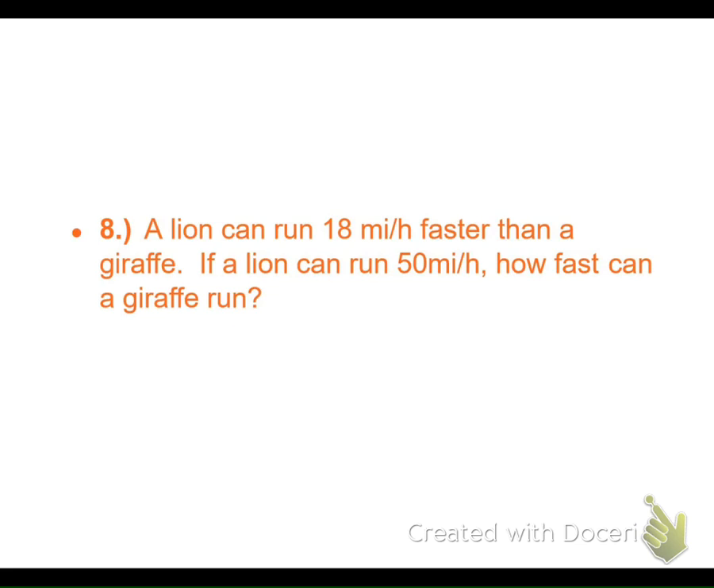All right, we're going to skip ahead up to example 8. I know I'm skipping some of these numbers, but I'm just picking out my favorite ones to do with you. A lion can run 18 miles an hour faster than a giraffe. So let's just convert that into an algebraic statement. A lion's speed is going to be that of a giraffe's, but it's 18 miles an hour faster. So we would add 18 to the giraffe. That'll give us the lion speed.